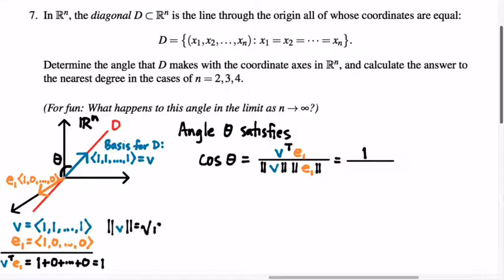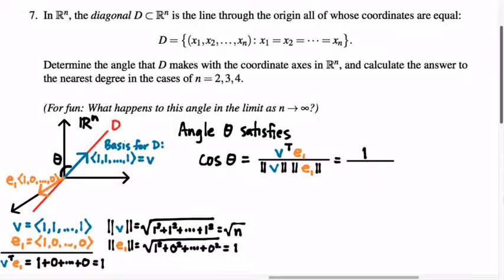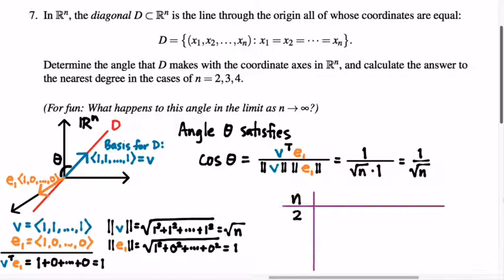The norm of v is going to be the square root of the sum of the squares of the entries of v, but all the entries of v are 1, and there are n of them, so we end up with the square root of n being the norm of v. e1, of course, has norm equal to 1, because its only non-zero entry is the first entry, which is a 1. So our angle is going to satisfy cosine of theta equals 1 over the square root of n. So theta is going to be the arc cosine of 1 over the square root of n. We can compute numerically some of those values.